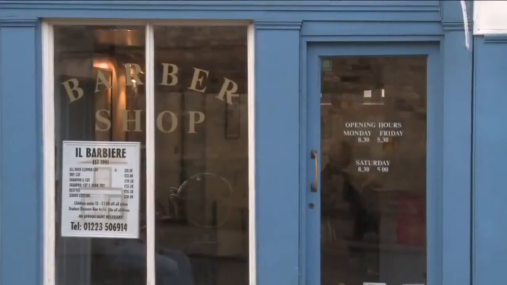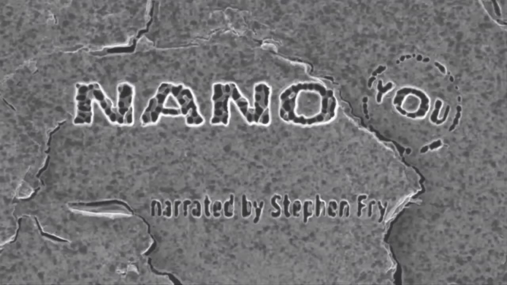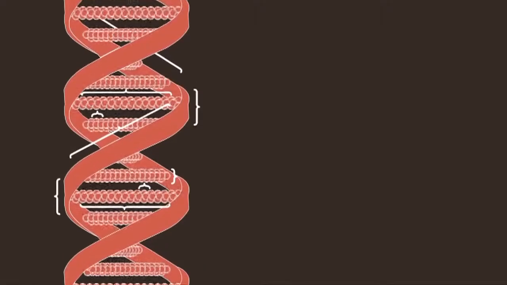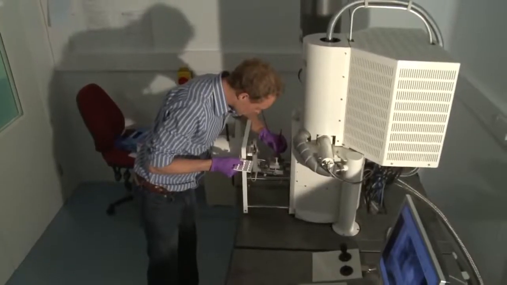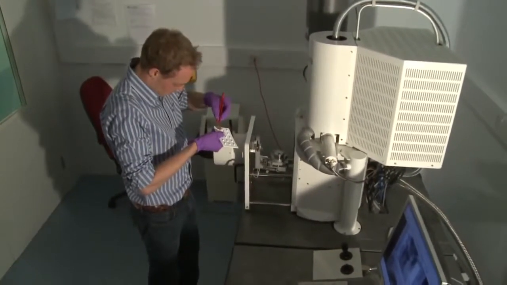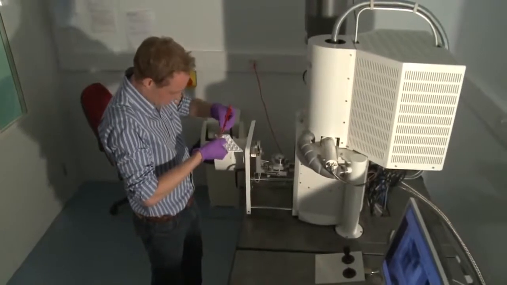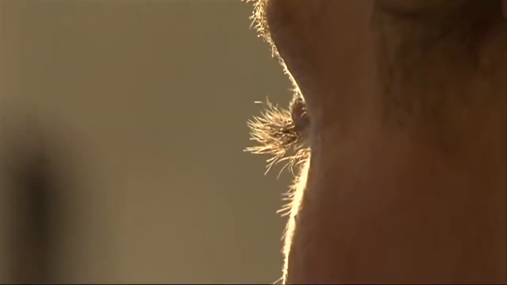But it's only recently that we've actually been able to see down to the nanoscale. This is nano-U. Nanometers, the units that we use to measure the building blocks of everything. Welcome to the nanoscale. To explore the nanoscale, we use very powerful machines called electron microscopes.